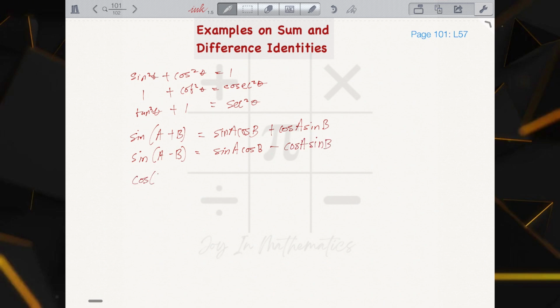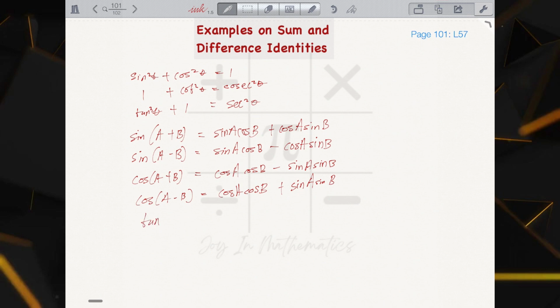Moving on to cos of A plus B, we will have cos A cos B minus sine A sine B. And for cos of A minus B, we will have cos A cos B plus sine A sine B.